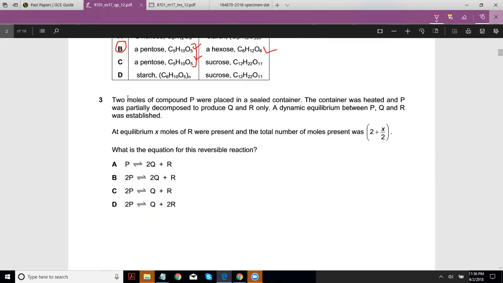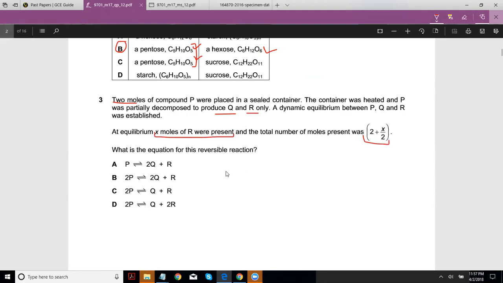2 moles. Okay, so 2 moles of compound P were placed in a sealed container. The container was heated, and P was partially decomposed to produce Q and R only. So here, a dynamic equilibrium between P, Q, and R was established. At equilibrium, X moles of R were present. So this is important. We know R is X moles. And that's the standard we'd compare all of the other moles with. And the total number of moles present was 2 plus half of X. This was the total number of moles.